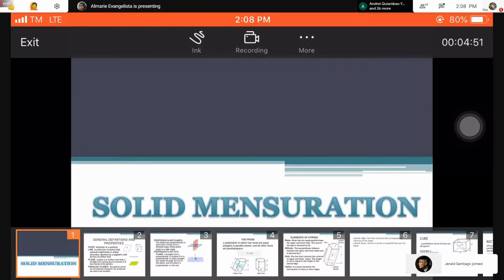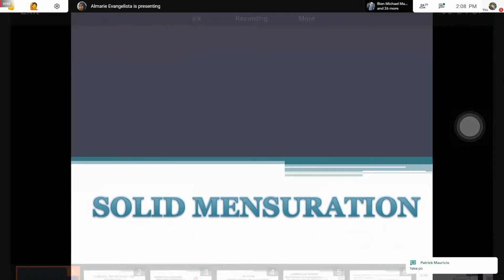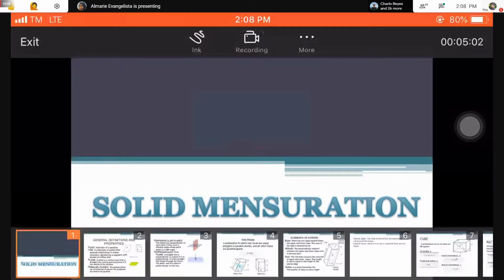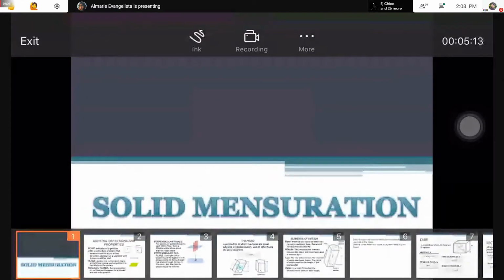True daw yata. Sino may sabi? Sabi ni Oliver at ni Carlo, true daw. False naman kay Patrick Mauricio. So, ang tamang sagot ay true. Bakit po true? Kasi ang prism ay pinagsamang dalawang face na parallel sa isa't isa. Tapos, next na tayo, number 2.